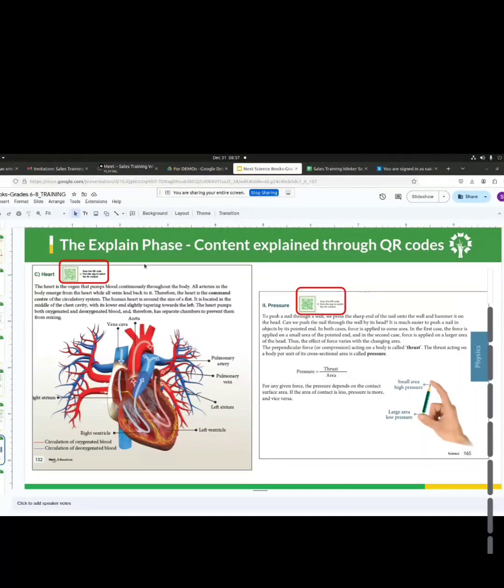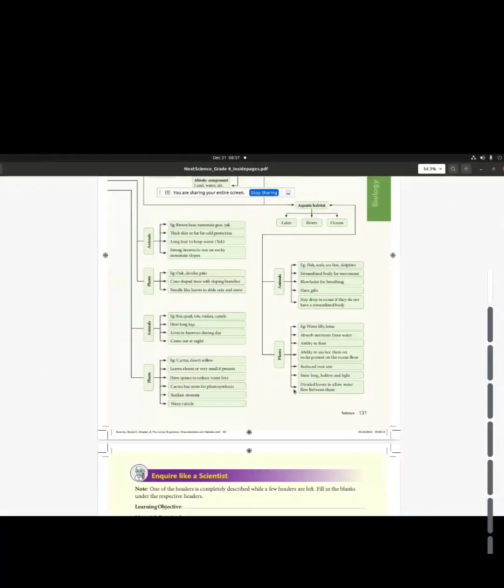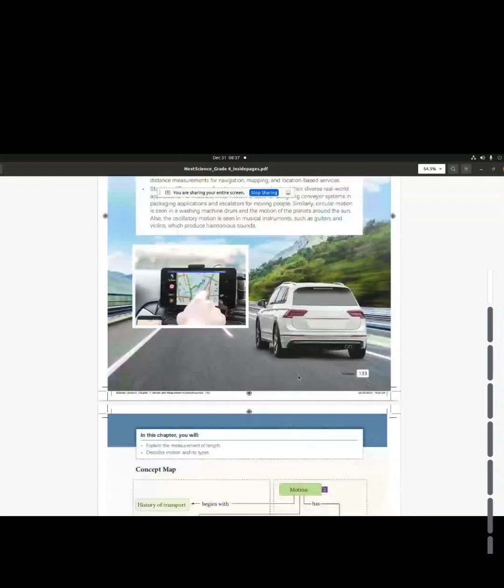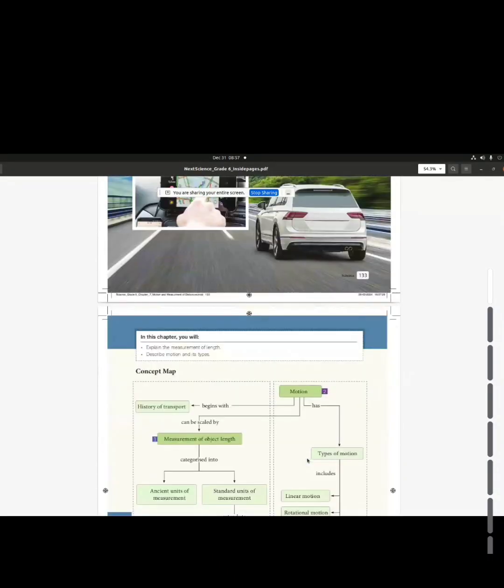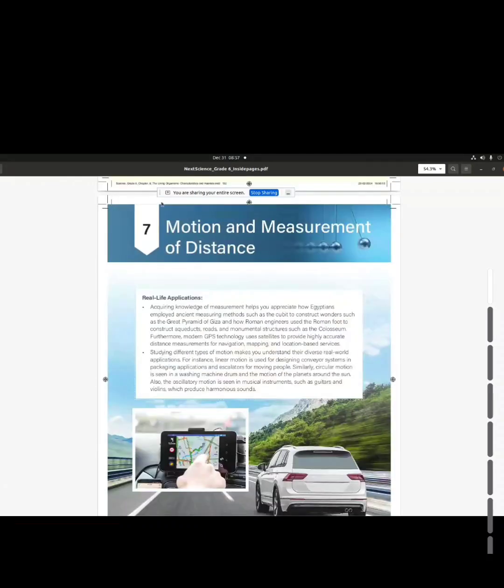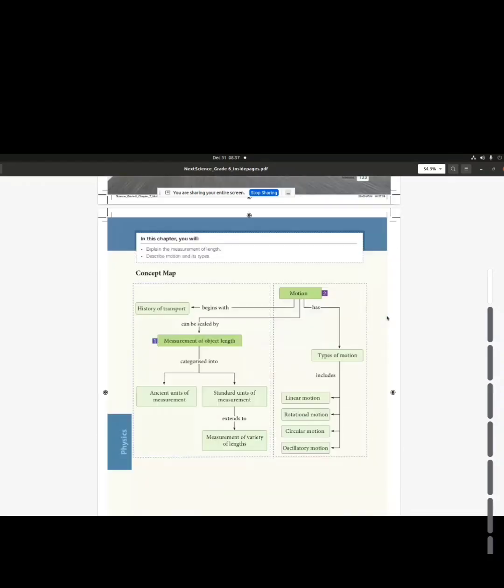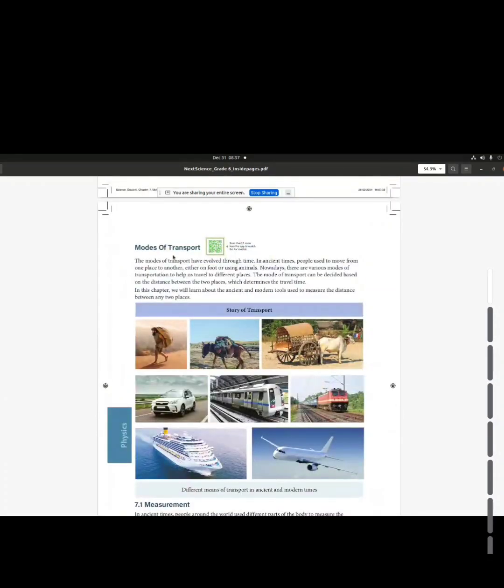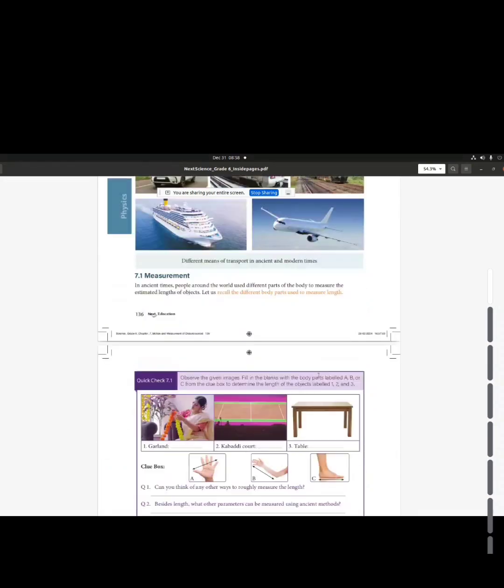And here you could see the AV modules are being given, the QR codes beside each and every concept. I'll show you in the textbook itself. Yeah, so in this chapter, motion and measurement. Physics chapters, I did not mention this before, are given in blue color, biology in green, and chemistry in red. Here you could see that beside each and every concept, there is a QR code. This QR code will lead you to the AV module with respect to this particular concept. So the teacher can just show that AV module and explain that particular concept, or she could just explain and then show the AV module. It's completely in their hands.